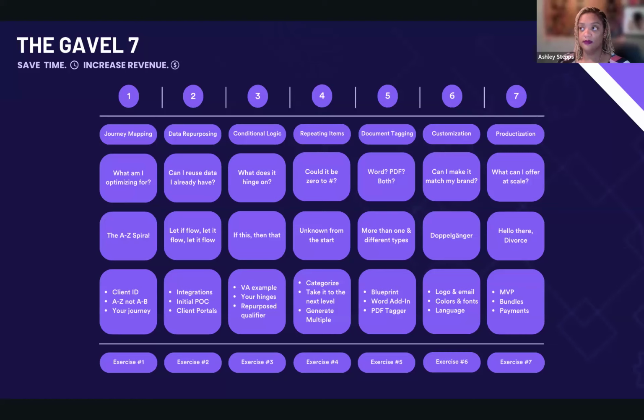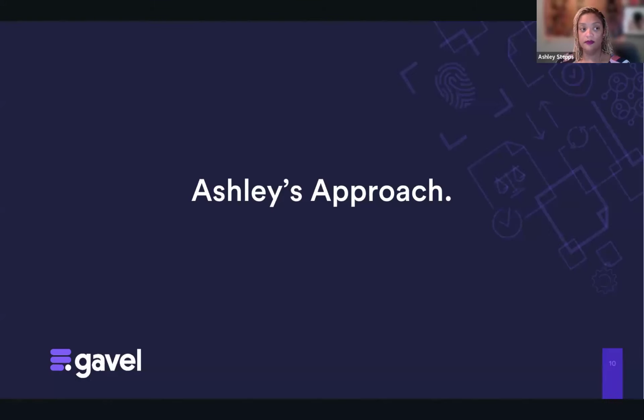Repeating items. If we have something like children, shareholders, heirs, where we don't know how many there are from the beginning, how can we harness this technology to populate those documents and generate multiple for us without us having to manually go through and do that ourselves? Document tagging, we can do that with Word. I showed you Word, but you can also do this with PDFs as well. Customization, how can we make this match our brand? And then productization, what can I offer at scale? And I gave you some examples of what that looks like too.